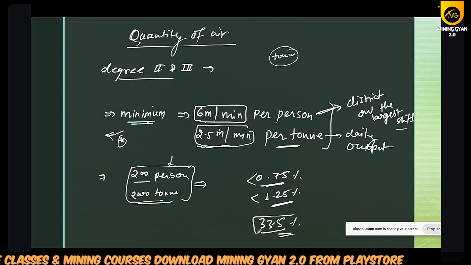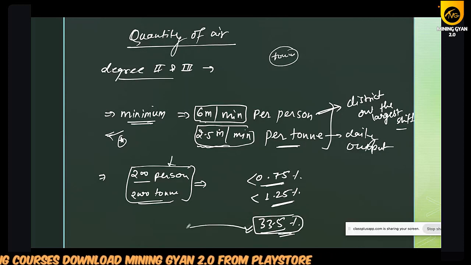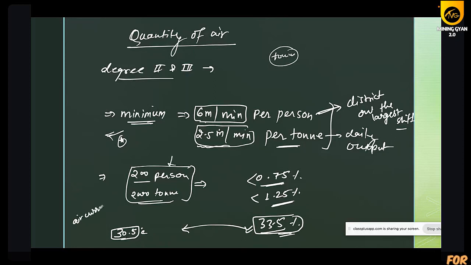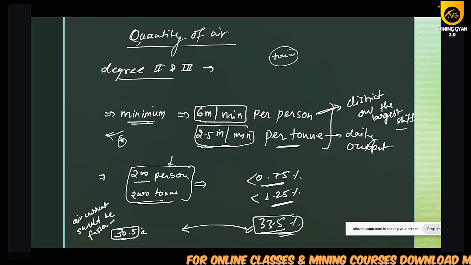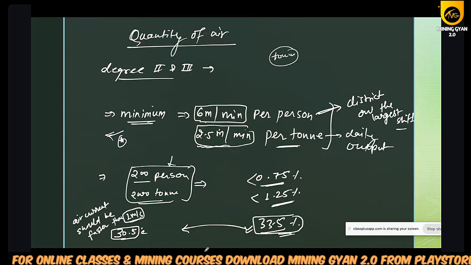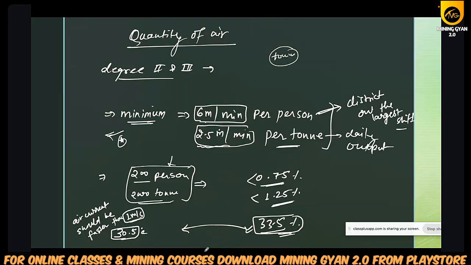And suppose the temperature should be 33.5, but sometimes it increases, suppose it reaches 30.5 degrees Celsius, then you will need to increase your air current. Air current should be faster than 1 meter per second. Just remember, if your temperature increases, so if your temperature goes above 30.5 degrees, then you will need airflow faster than 1 meter per second.